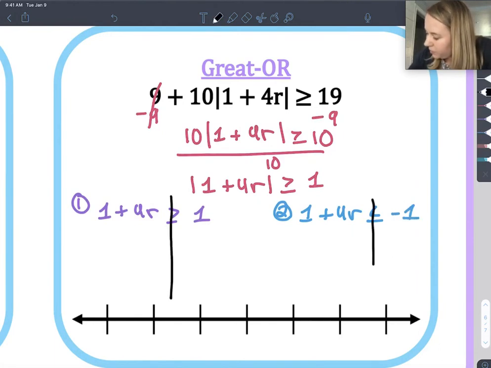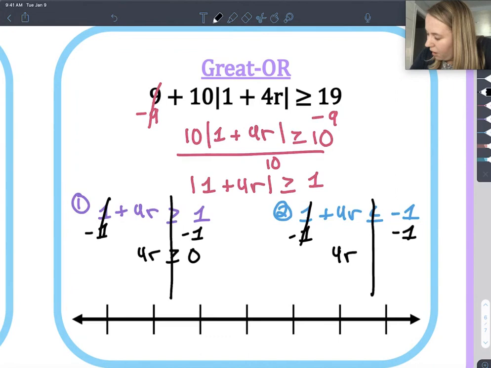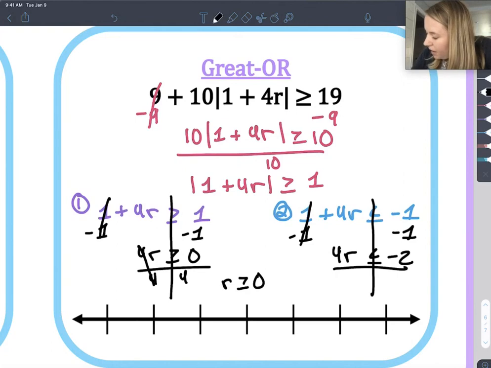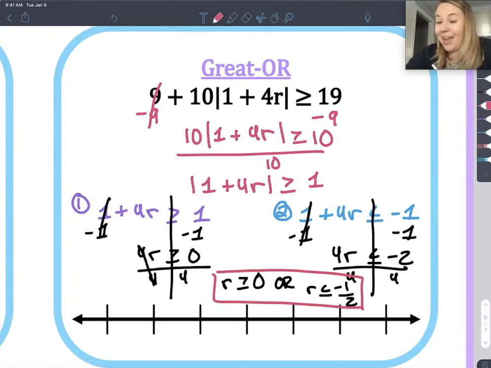Draw our line. We are going to subtract 1 first. That gives us 4r is greater than or equal to 0. And if I do it again on the other side, we get that 4r is less than or equal to negative 2. On the left, we're going to divide by 4, and we get that r is greater than or equal to 0. On the other side, we get our or, r is less than or equal to our negative 1/2. And again, that is our answer there.